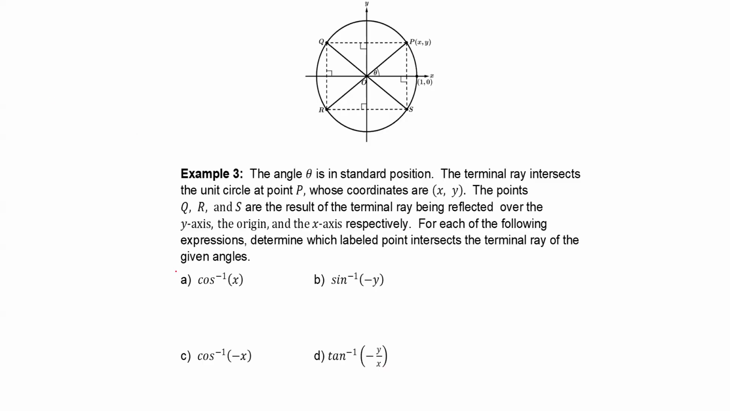It's wanting to know which point could be the cosine inverse, which point could be the sine inverse, which point could be cosine inverse of negative x, which point could be the tan inverse. So your points are P, Q, R, and S, and you're going to put next to them a P, Q, R, or S. And you're not guaranteed to use all points or all locations.